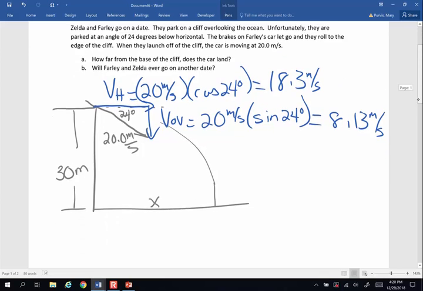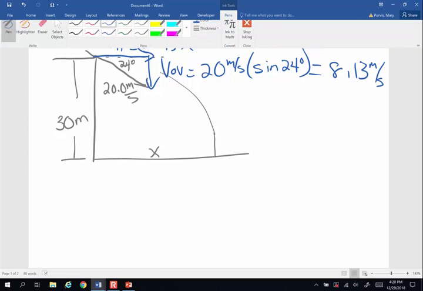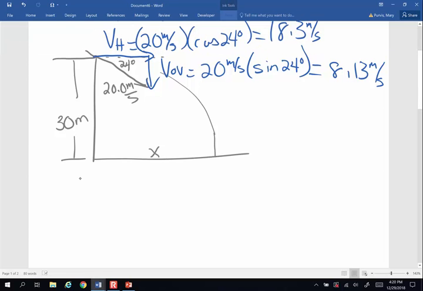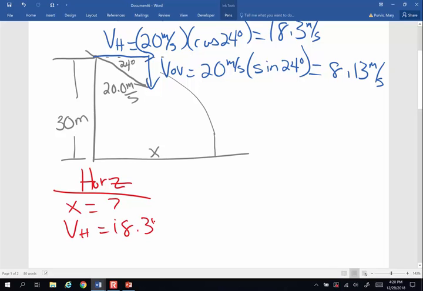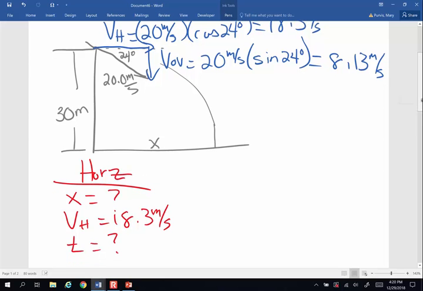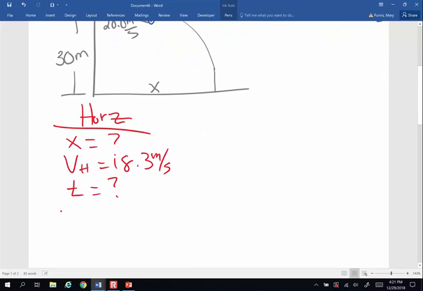Next thing we're going to do is write down what we know for both sides of our situation. On the horizontal side, I am looking for x. That's my big unknown. My horizontal velocity is 18.3 meters per second, and I do not know time. The only equation I can use is the constant velocity equation because horizontal velocity is constant. One equation, two unknowns, so I have to look to the vertical side to find out more information.